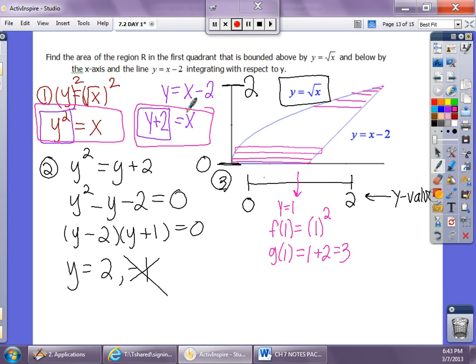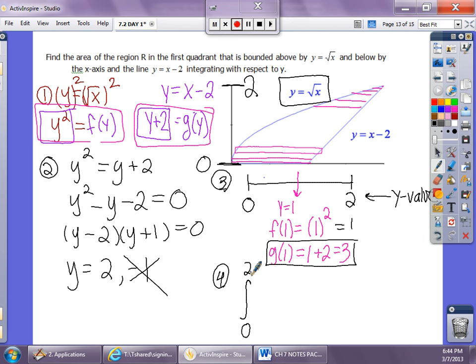So my f function, in case you're a little bit confused because it looks a little bit funny, I'm going to rewrite them right here. This is considered f of y, and this function is considered g of y. Okay? So, step 4, now I know that this is my bigger function, g. Then I know my integral goes from 0 to 2, and I'm going to do g of y, which is y plus 2, minus f of y, which is y squared, dy.